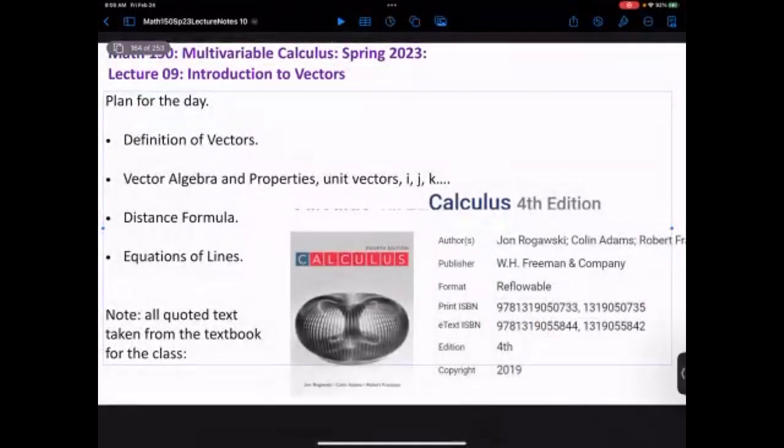Okay, so welcome to multivariable calculus. This is lecture 9. And what we're going to be doing today is talking about vectors. There are a lot of properties about vectors in the book. We're not going to go through every single one of them. Most of them, fortunately, are commonsensical.